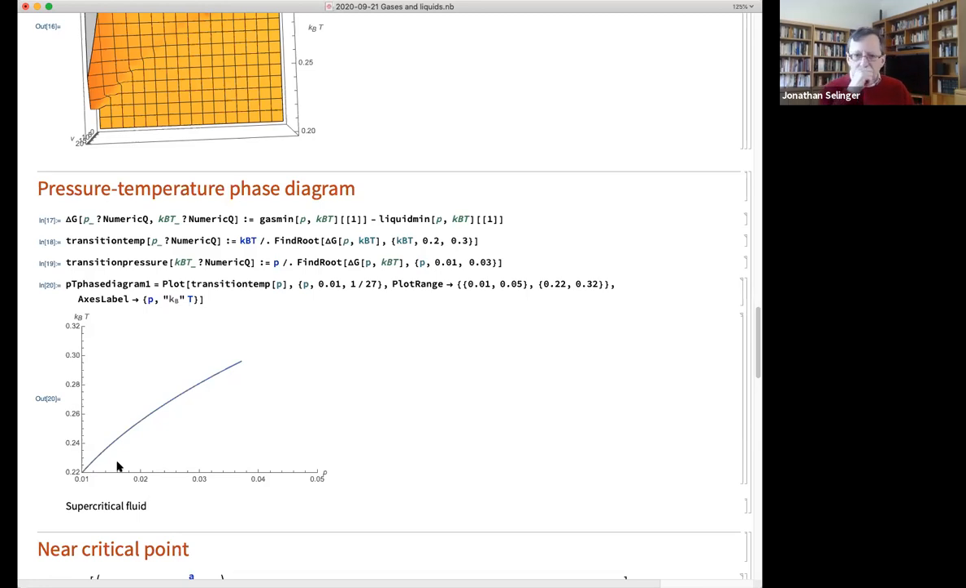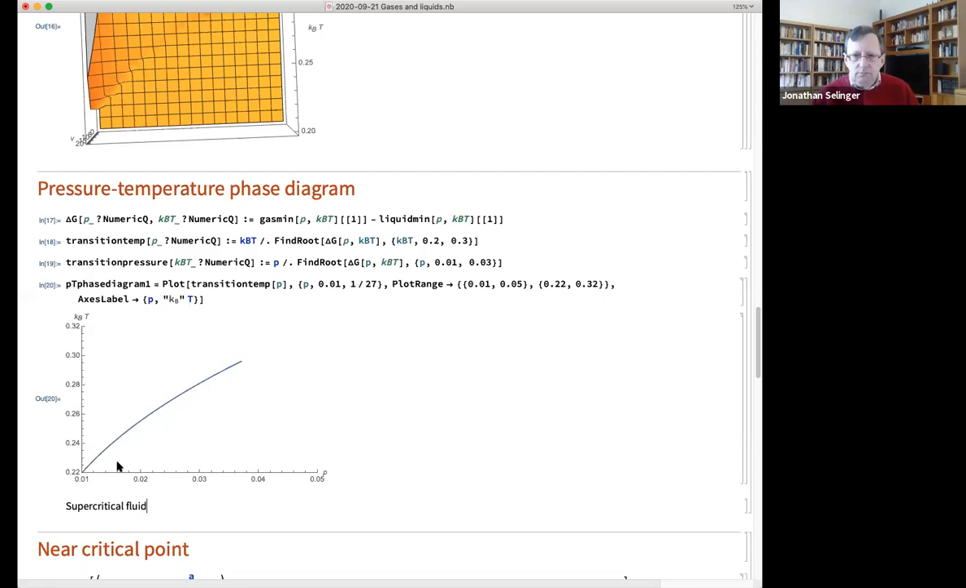So when there are no attractions between molecules, when there is only a pressure compressing the gas, and only a temperature, or we can call it entropy, to expand the gas, the volume changes continuously, right? When we increase pressure, the distance between a molecule and its nearest neighbor decreases continuously.